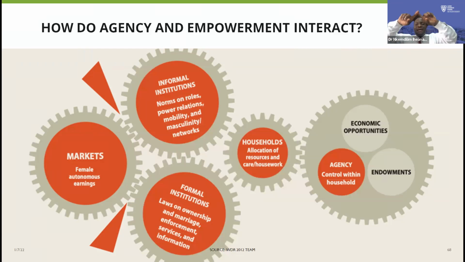Now, you have that circle where you have the merging of agency, endowments, as well as economic opportunities. You would realize that agency helps establish control within the household. So how do you ensure that within the household, you are able to utilize economic opportunities and harness endowments, and that these harnessed endowments as well as economic opportunities are utilized in solving the agency problems in the household? Next slide.